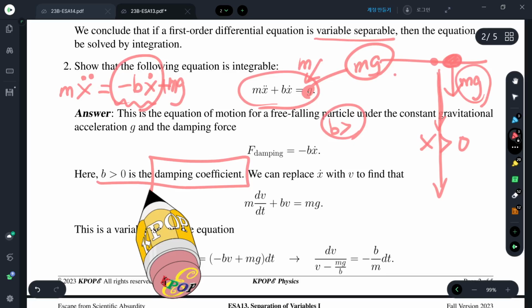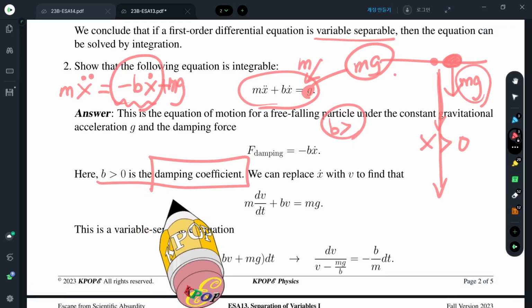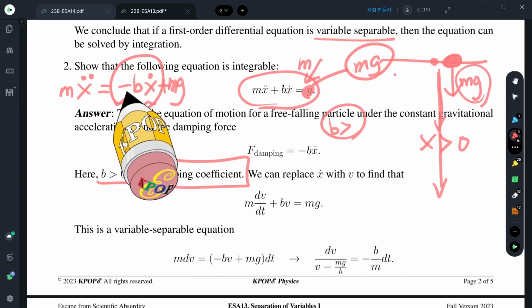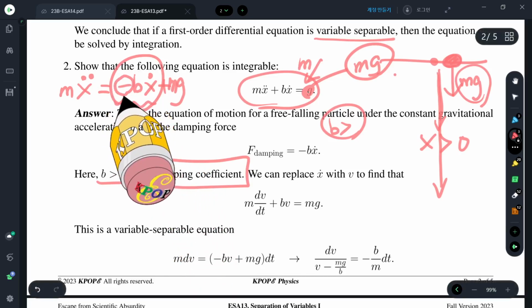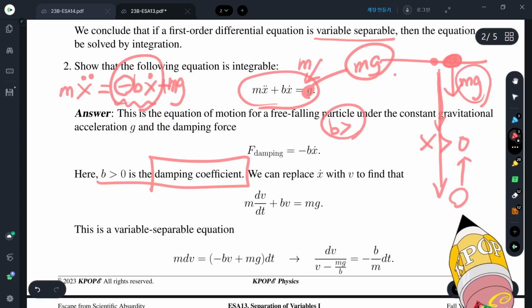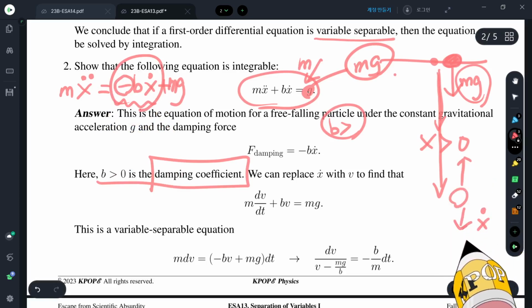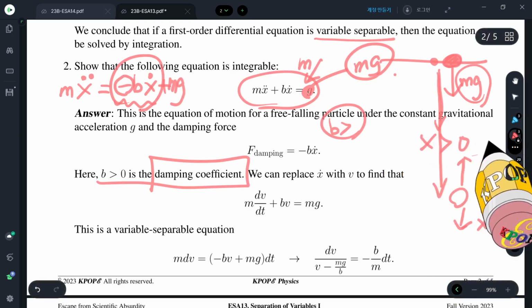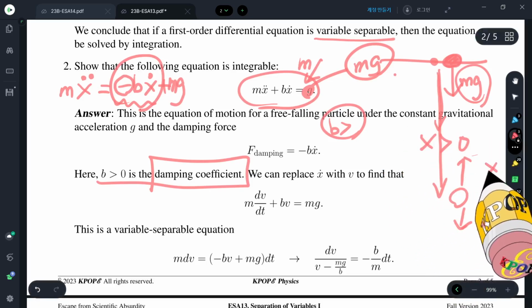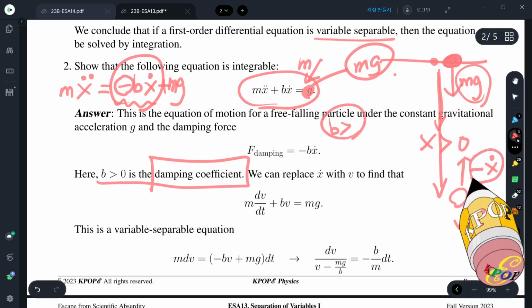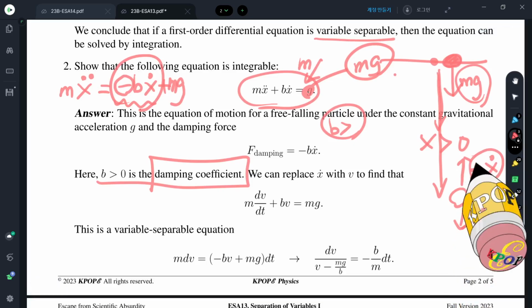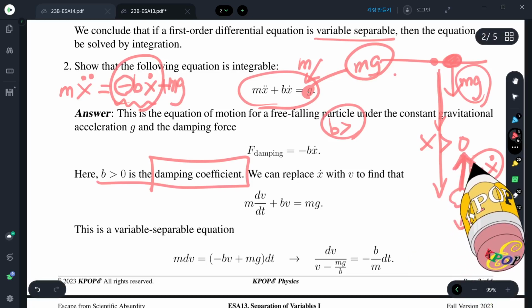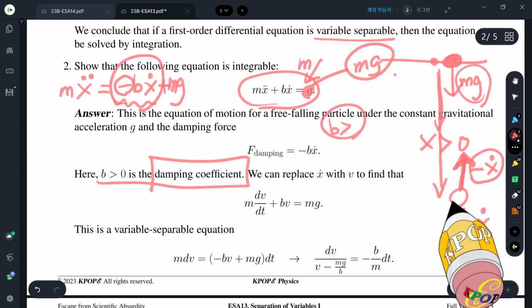If there is a damping force that is linearly proportional to the velocity, but the sign is negative, that means it is opposite to the velocity. x dot is going down along the positive x-axis, but minus x dot is opposite to the velocity. So there is a damping force opposite to the velocity of the particle.